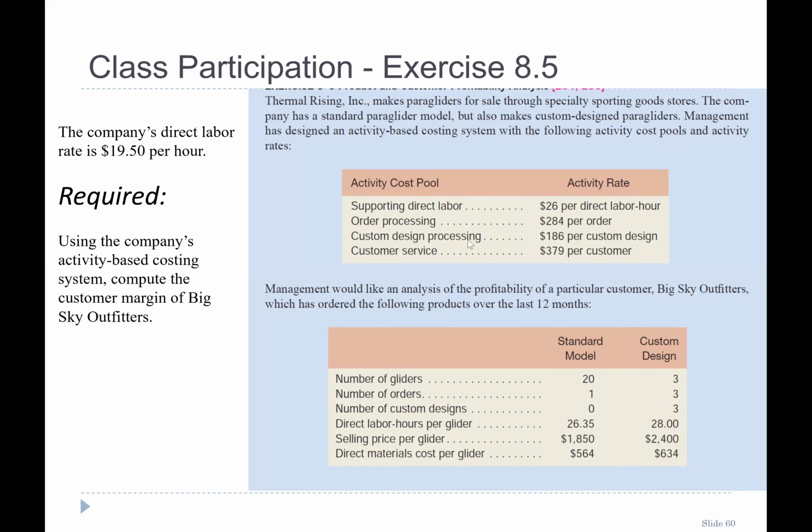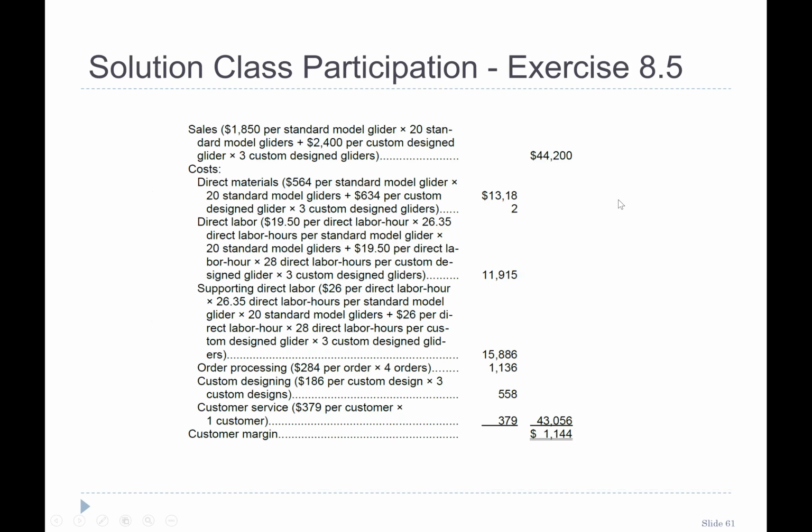Hey guys, welcome back. I just ended the breakout room. So I already received your group files. So let's talk about its solution. Here we go. So customer margin is sales minus direct labor minus direct material minus ABC, activity-based costing, right?